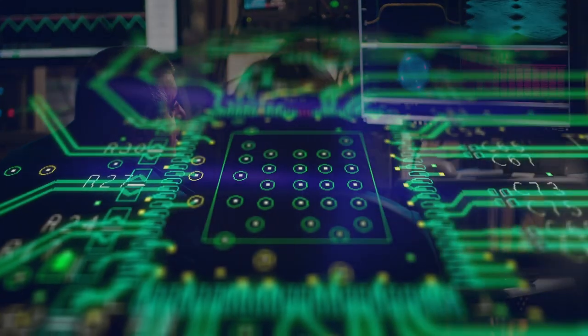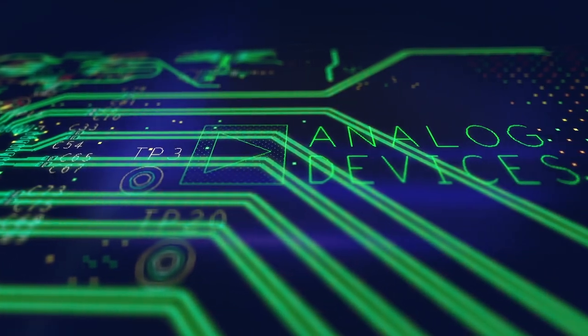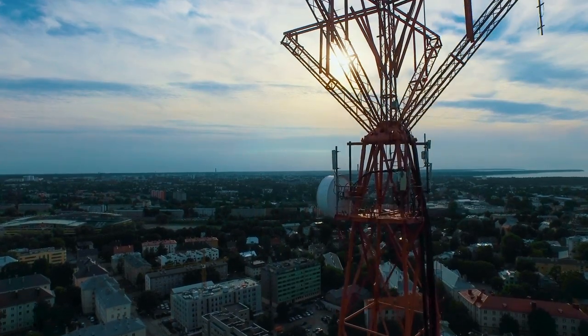The other side to 5G is millimeter wave technology. At Analog Devices, we've created complete signal chains from digital all the way through up that millimeter wave to provide the unprecedented levels of performance and power consumption that are required to support these millimeter wave systems.